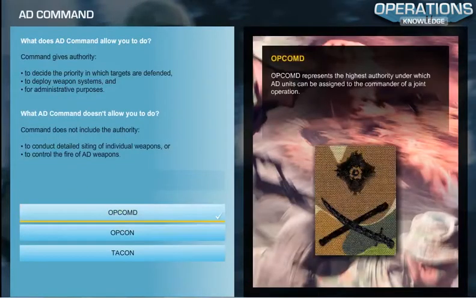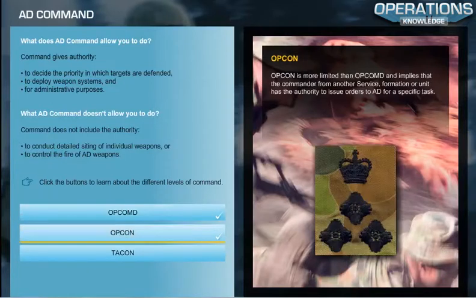Op Command represents the highest authority under which AD units can be assigned to the commander of a joint operation. A commander granted Op Command over assigned resources may reassign forces away from his own force, specify missions and tasks as he deems appropriate, assign separate employment of components of assigned units, and delegate Op Command or a lesser degree of authority to a subordinate commander.